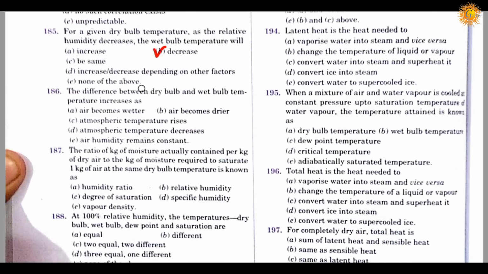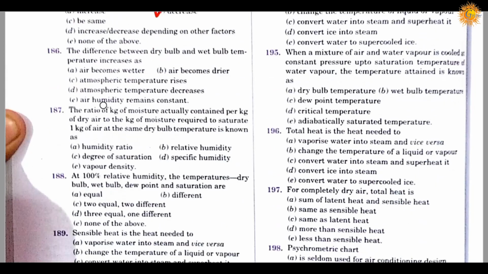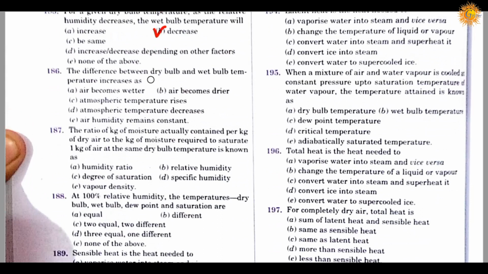Question number 186. The difference between dry bulb and wet bulb temperature increases as: option A, air becomes wetter; option B, air becomes drier; option C, atmospheric temperature rises; option D, atmospheric temperature decreases; option E, air humidity remains constant. So the correct answer is B, air becomes drier.